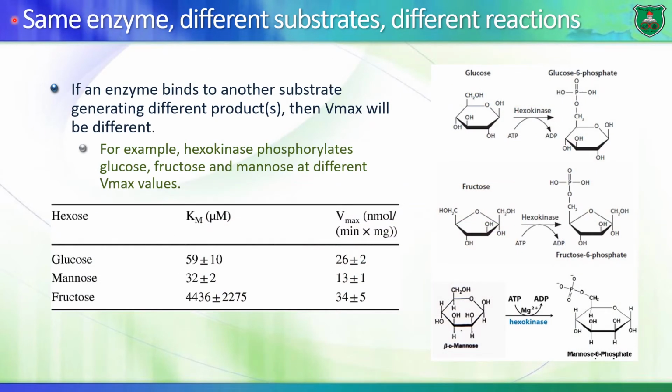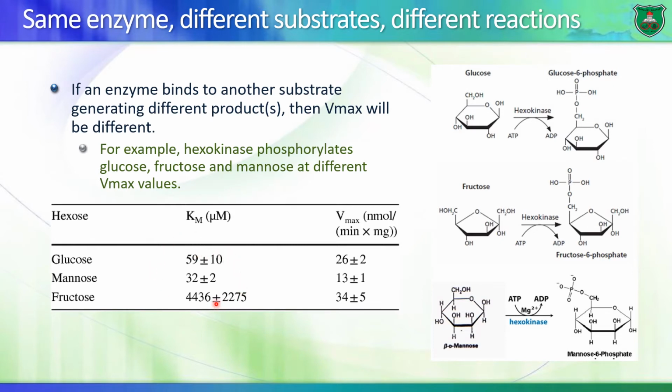So, what if you have the same enzyme but different substrates in different reactions? Hexokinase can actually phosphorylate glucose, it can phosphorylate fructose, and it can phosphorylate mannose. Okay, so different reactions, different substrates, but we're talking about the same exact enzyme. Does Km differ for this enzyme towards glucose, fructose, and mannose? Definitely it does. So the Km values are different for the different substrates.